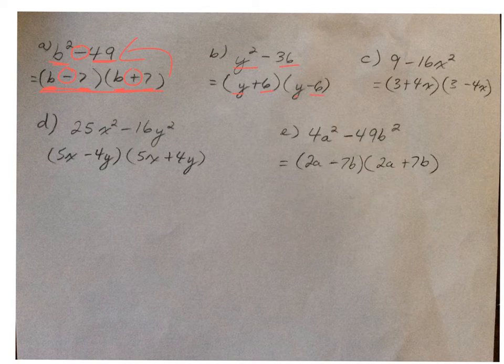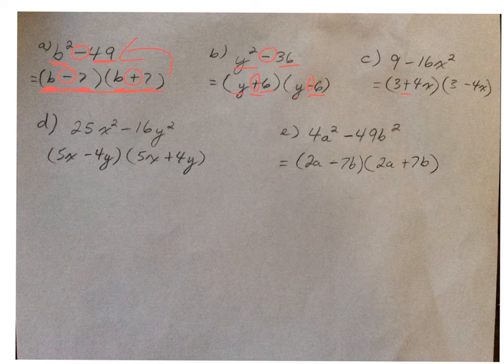6 times 6 gives me the 36. Positive and negative cancel out the two middle terms when we expand. So we end up with that negative 36 because we have a positive times a negative to get that negative 36. And you can take a look through the rest of those and double check your answers and make sure that you pay attention to the positives and negatives.